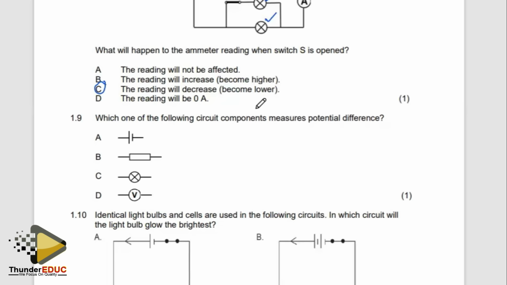Which one of the following circuit components measures potential difference? Let's check our circuit. A there shows a cell. This one shows a resistor.